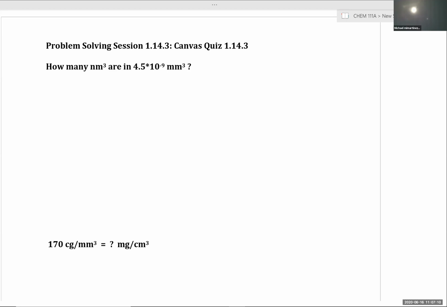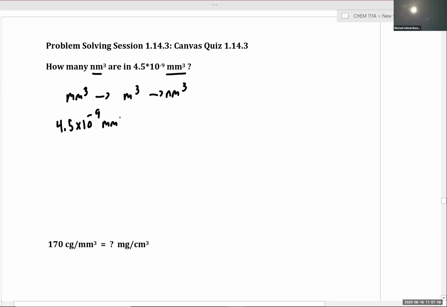So first and foremost, we're asked to figure out the number of nanometers in 4.5 times 10 to the negative 9th millimeter cubed. So we know we're going from millimeters cubed all the way to nanometer cubed with our intermediate unit of meters cubed. So we have 4.5 times 10 to the negative 9th millimeters cubed. Let's now write out some equalities. We know a millimeter is 10 to the negative 3rd meter, and a nanometer is 10 to the negative 9th meters.